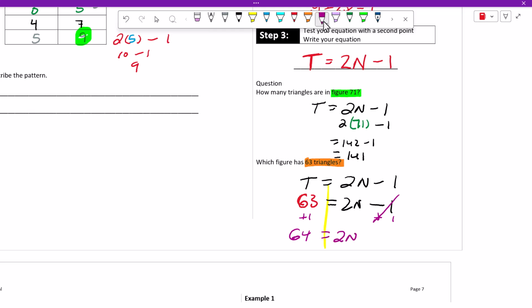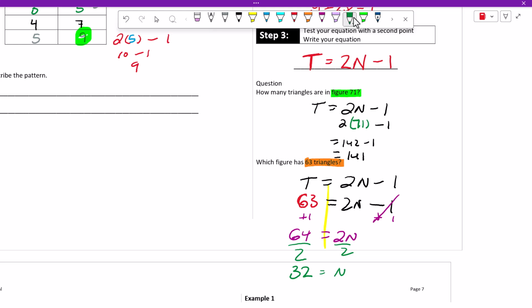All right? Get rid of the 2 by dividing it. Divide 2. Divide 2. N equals half of 64, which is 32. So we can say the 32nd diagram will have 63 triangles.